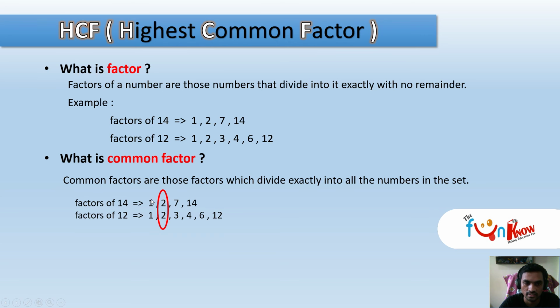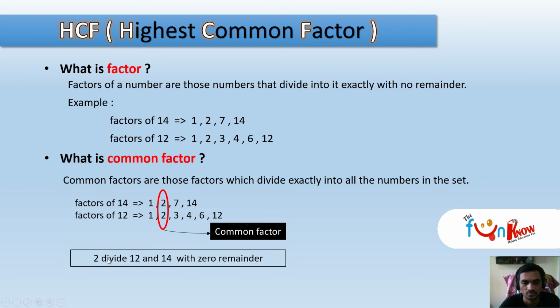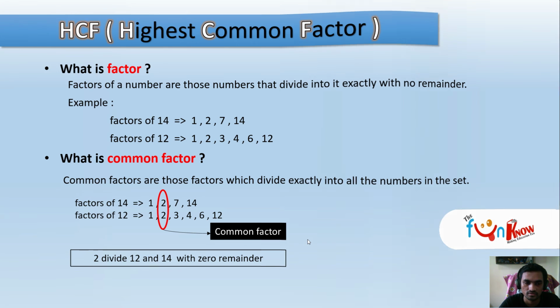If there was, then that number would become the highest common factor, but now we only have the number 2, which is the highest, not the lowest. The lowest number would be 1, so this is the highest number. So this is your common factor. Here you can see that 12 and 14 divided by 2 will give you 0 remainder.